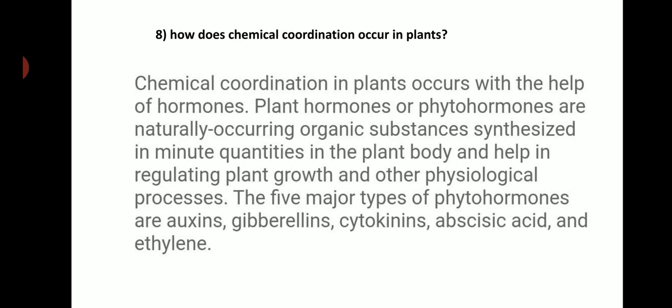Eighth question, how does chemical coordination occur in a plant? So mainly this is due to the plant hormones. Chemical coordination in plants occurs with the help of hormones. Plant hormones are also called phytohormones. They are naturally occurring organic substances synthesized in minute quantities in the plant body, and they help in regulating plant growth and other physiological processes. And there are 5 phytohormones. They are auxins, gibberellins, cytokinins, abscisic acid and ethylene.